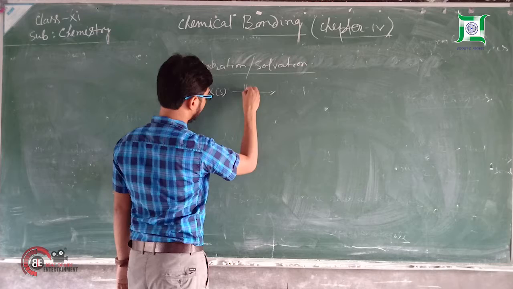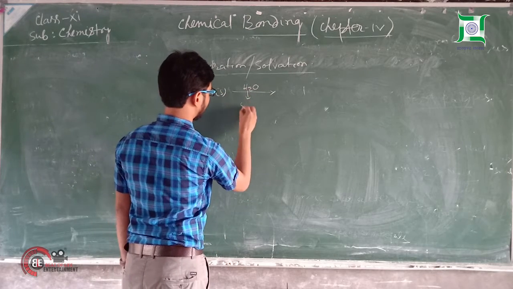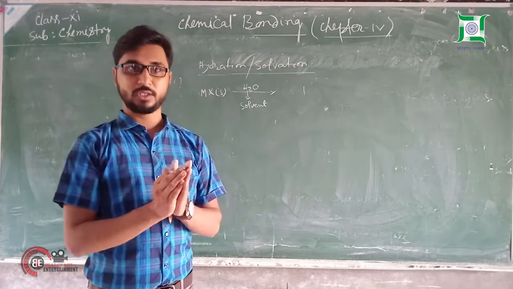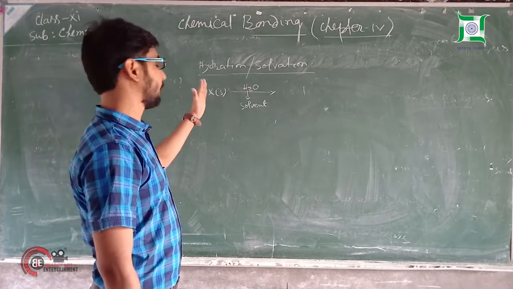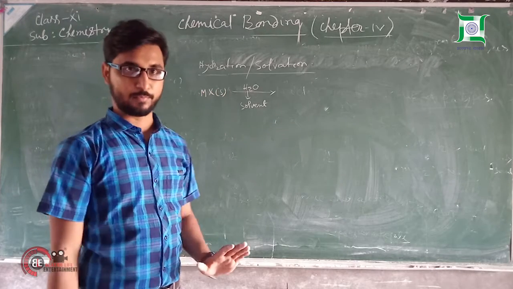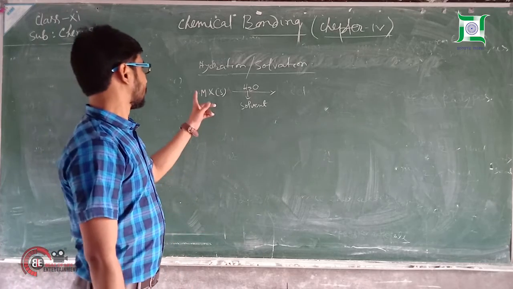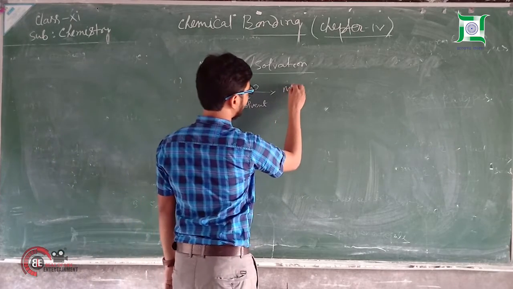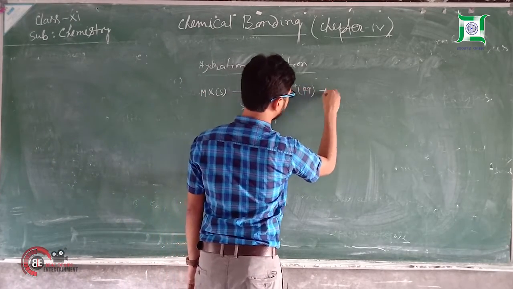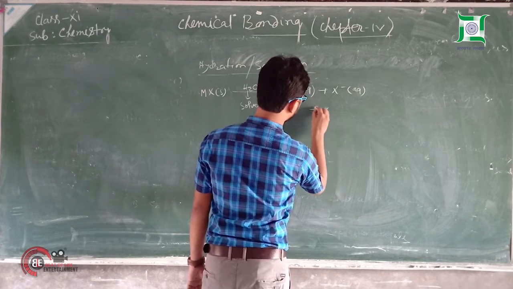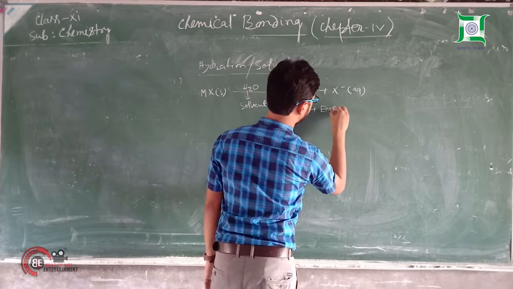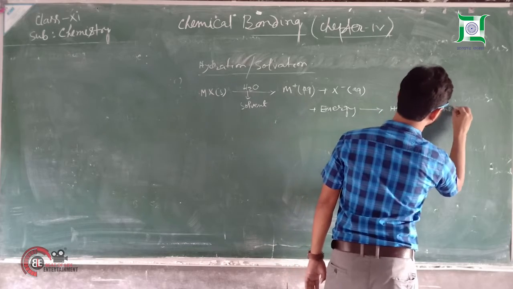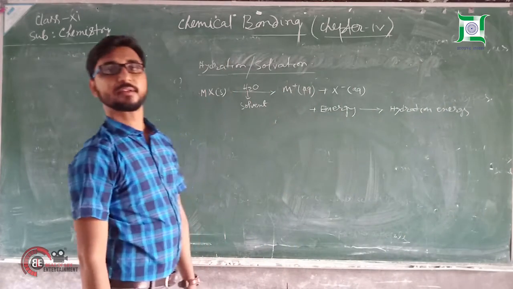When it is put into water, which is the solvent here, then the water molecules try to decrease the electrostatic force operating between the ions of this ionic compound. As a result, this cation and anion become free, that is M plus aqueous plus X minus aqueous, and this energy is called hydration energy. तो हाइड्रेशन एनर्जी क्या है?